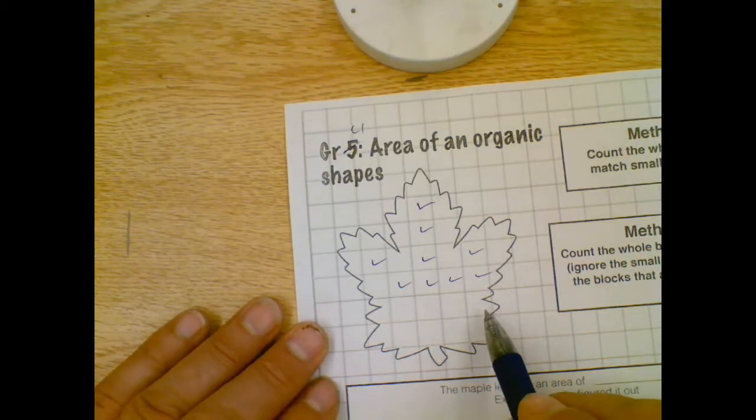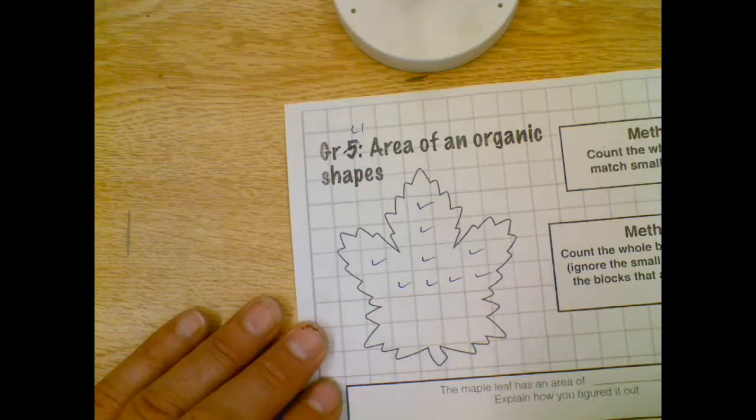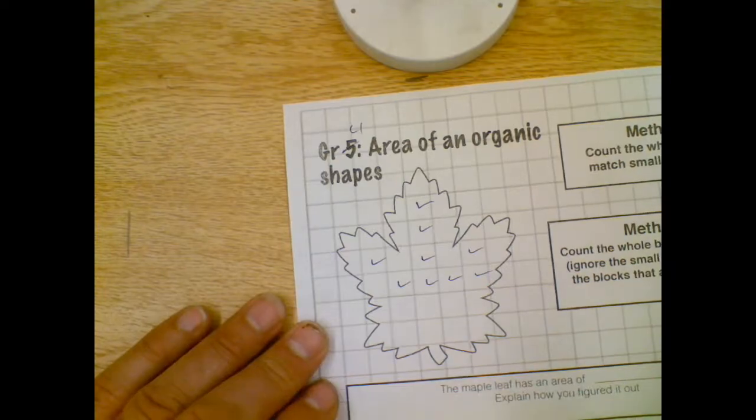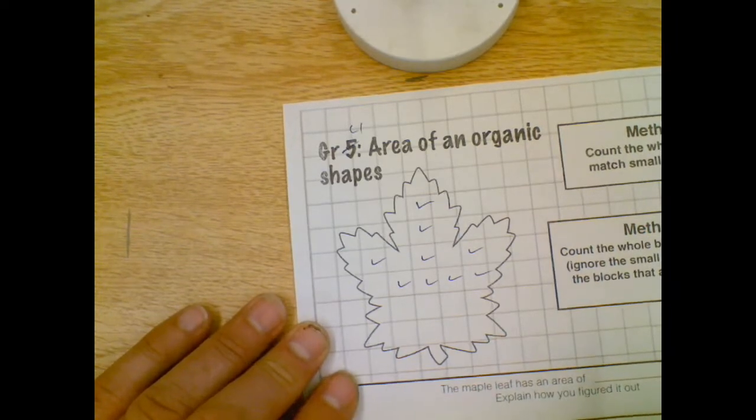Another way of doing it is to use a rounding method, where if something looks like it's half a square or more, we're going to count it. And if it's less than half, we're going to ignore it. We're going to assume that if we counted all the small pieces, they actually would match up with the big pieces and life would be good. So really, we're just looking for ones where it is going to be more than half.